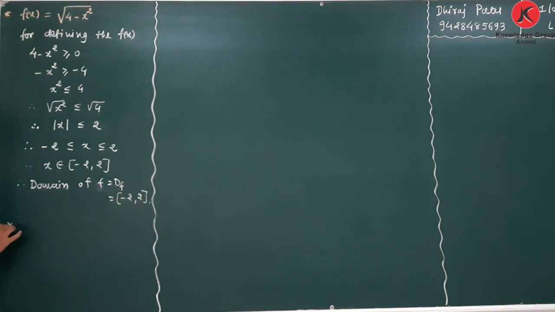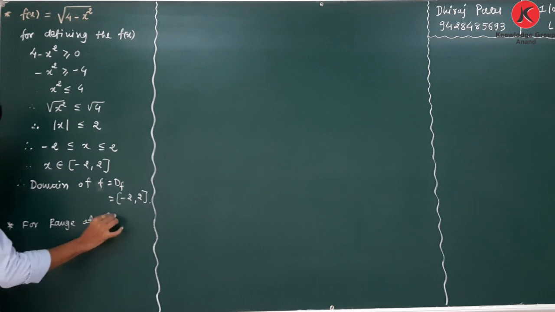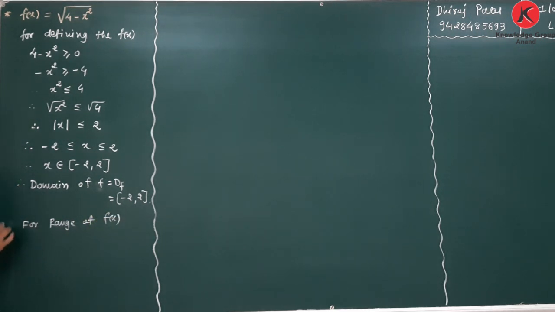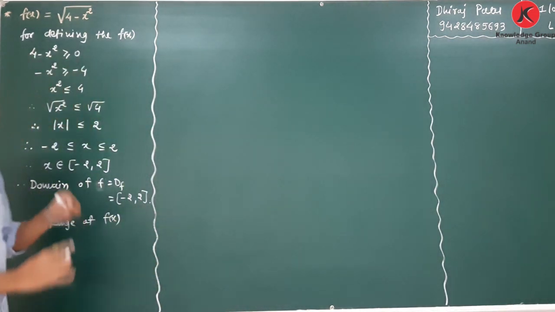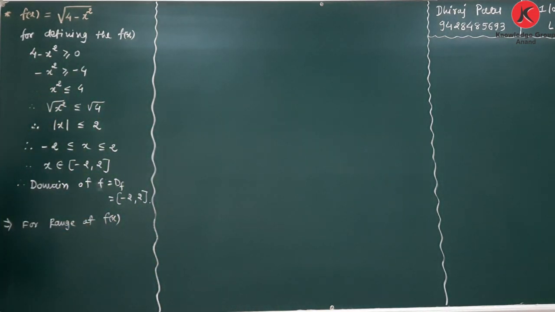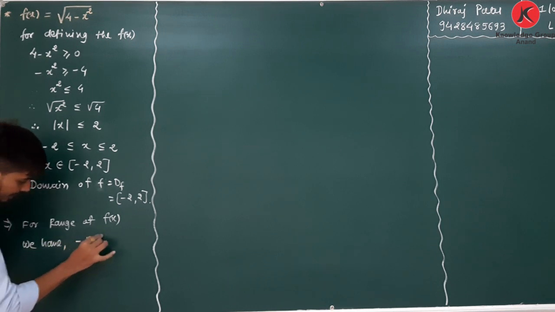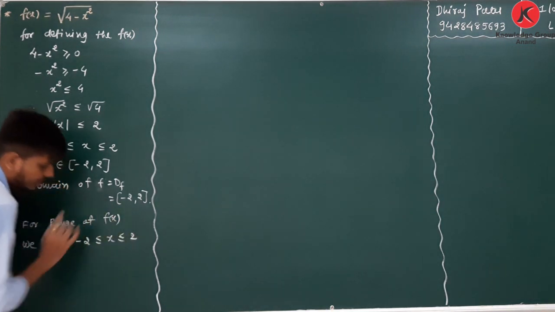Now for the range, let's go for range calculations. For range of f of x, let's obtain the range of f. For range, if any specific condition is already given, we use it. So there is a specific condition of the domain here, -2 less than equals to x less than equals to 2. Therefore we have the condition of domain -2 less than equals to x less than equals to 2.